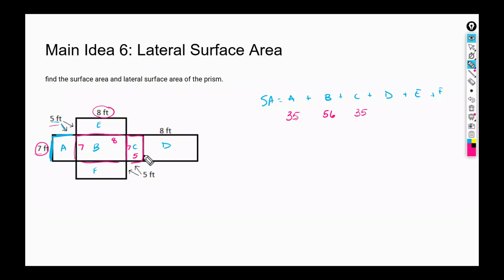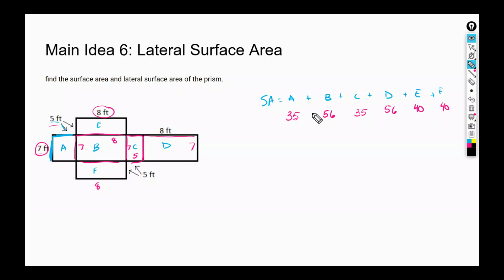D, that's this one here. That is an 8 by 7. So we have 56 again. E is up here, 8 by 5. That's 40. And F is also 8 by 5. So that's 40. There we go.